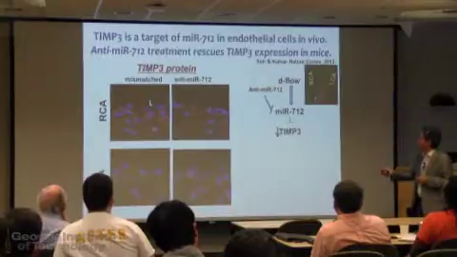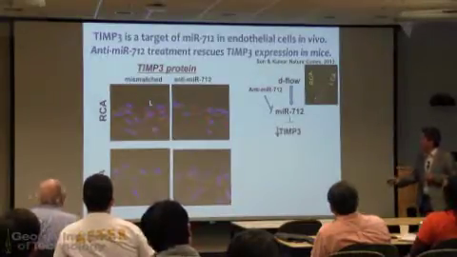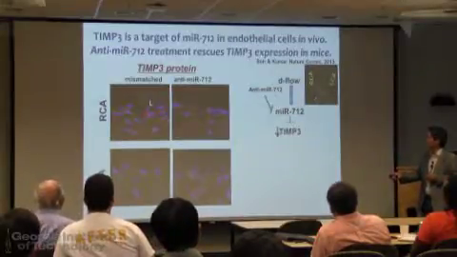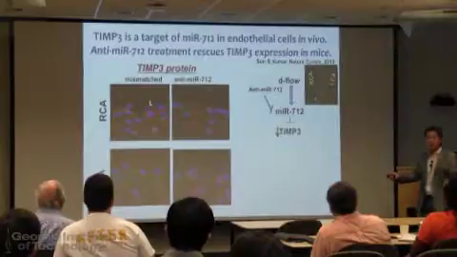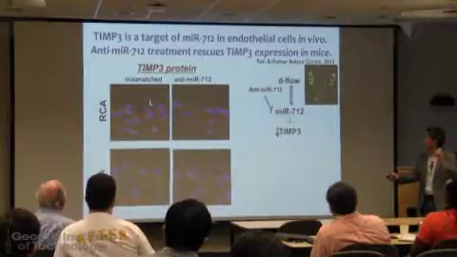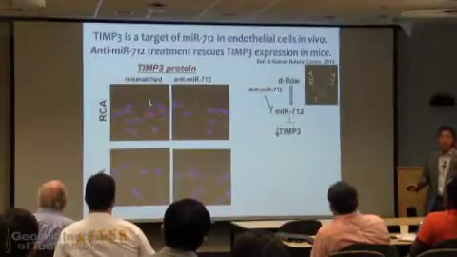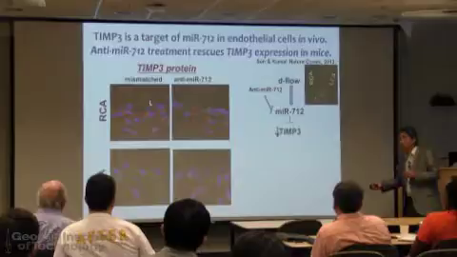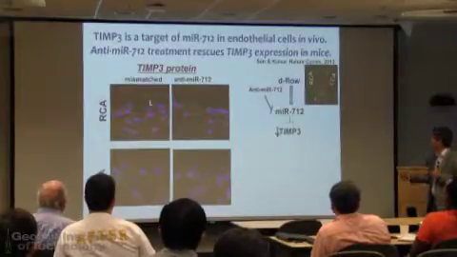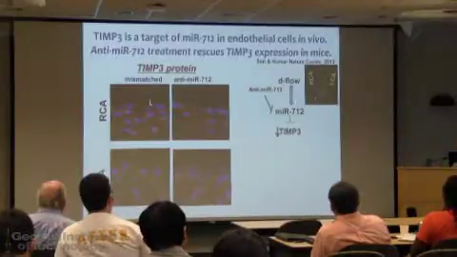This is a protein staining showing our control right side versus left side. As you can see, the red staining shows TIMP3 protein level, which is highly expressed in the healthy arteries, but in response to bad flow, they lose TIMP3. This lost TIMP3 can be rescued if we treat mice with anti-miR-712. So this again shows that our hypothesis is correct.